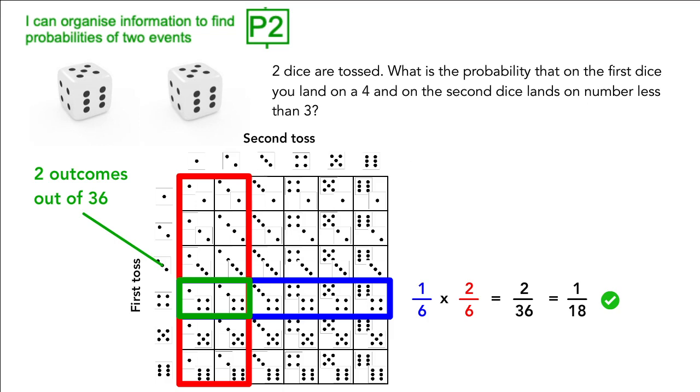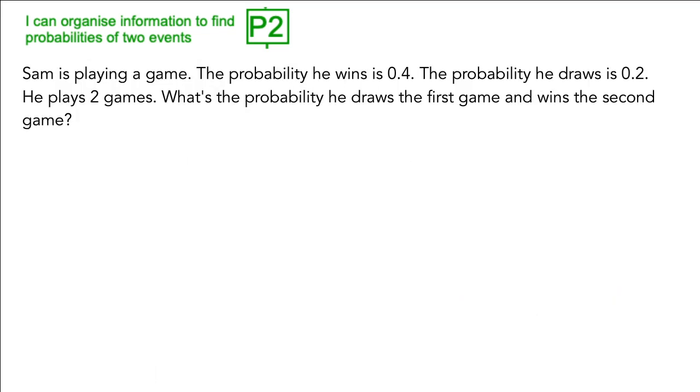Writing out all the possible outcomes can be quite time-consuming, so a quick way to answer the question that you may have noticed is to just multiply the probabilities of each event. Let's try with this question. Sam is playing a game. The probability he wins is 0.4. The probability that he draws is 0.2. He plays 2 games. What's the probability he draws the first game and wins the second game?